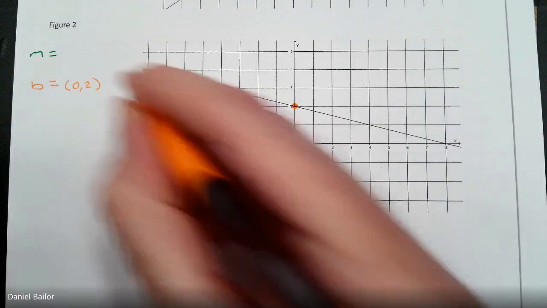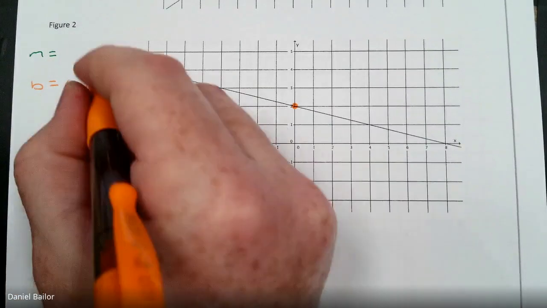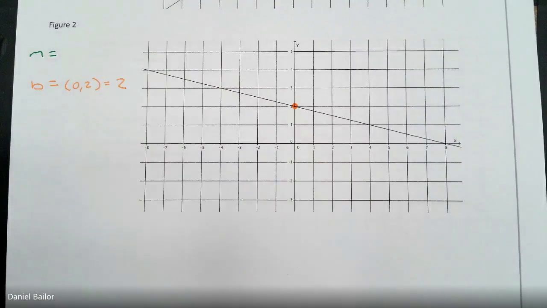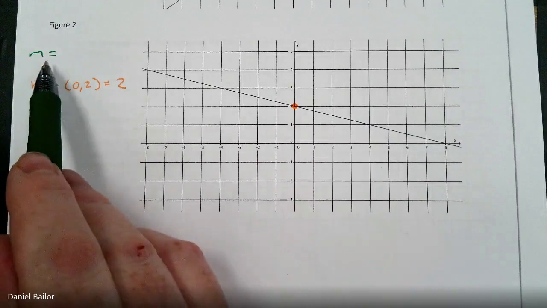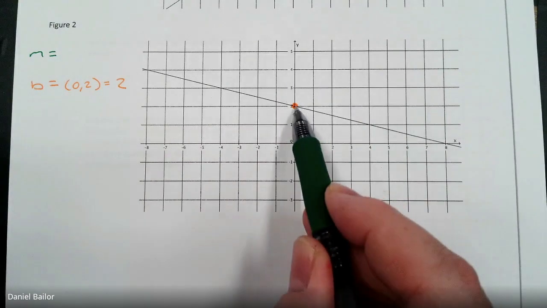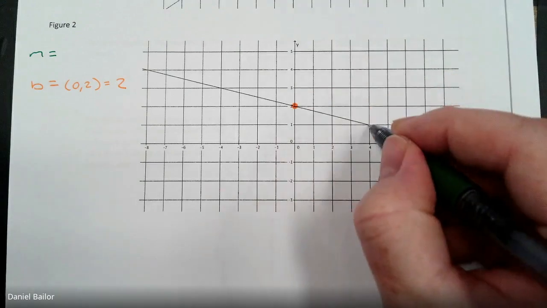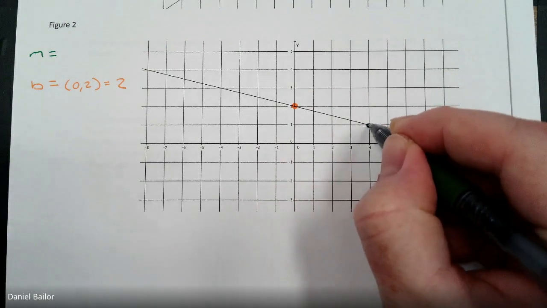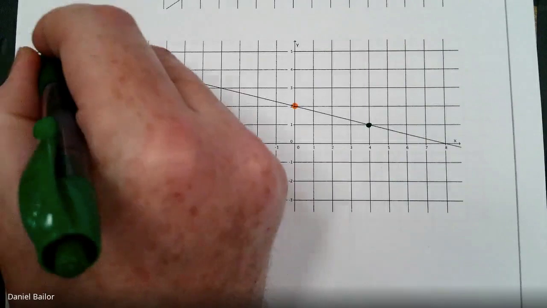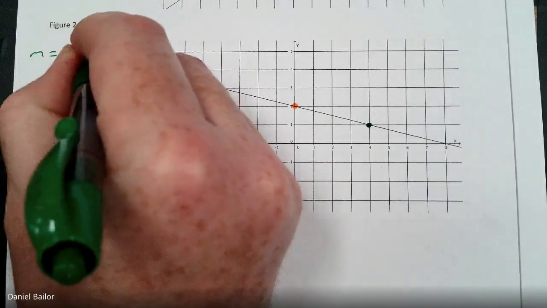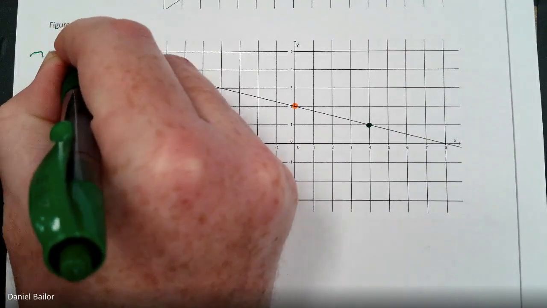Which means b this time is going to be a positive 2. So b is 2. Now, I need the slope. To find the slope, I have this intersection. Let me find another intersection. And here's another intersection right here. And remember, slope is up divided by right.